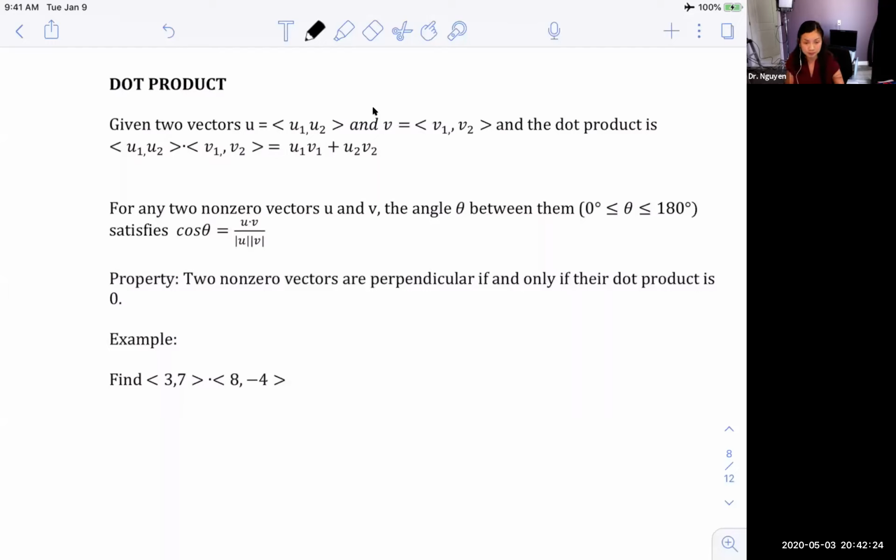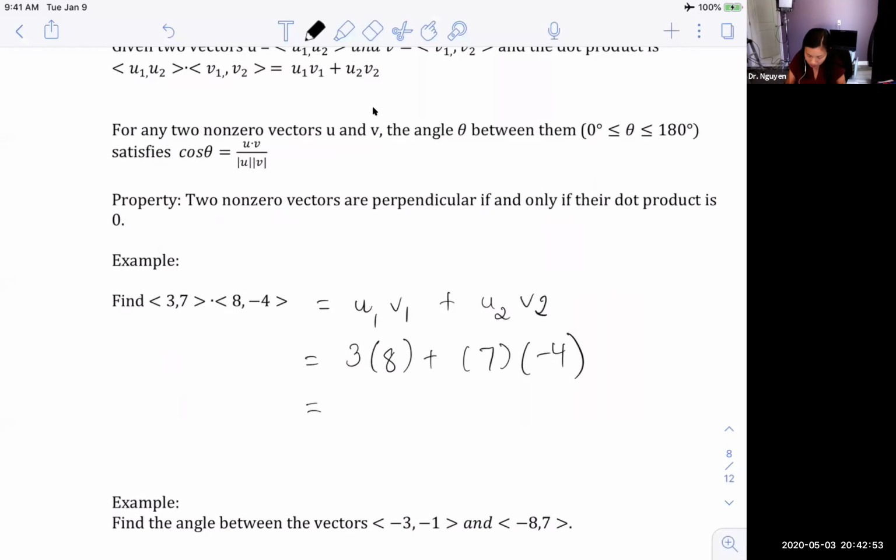All right, so let's find the dot product of two vectors, 3, 7, and 8, negative 4. Based on the definition, it's going to be u1 v1 plus u2 v2. So we have 3 times 8 plus 7 times negative 4. And that's how you do it, right? So we have 24 minus 28, which is negative 4. And that's the dot product.